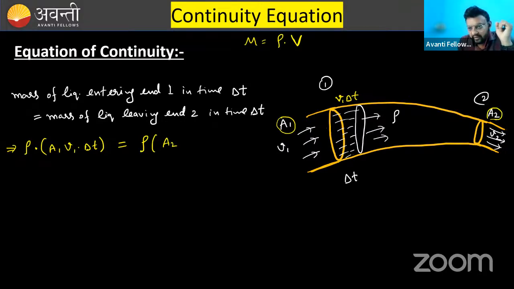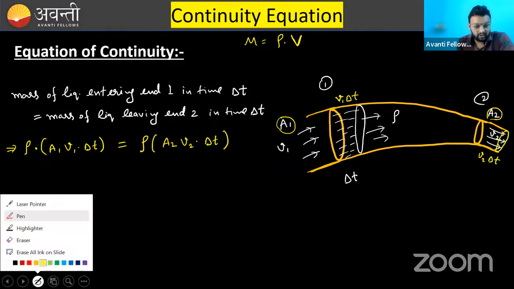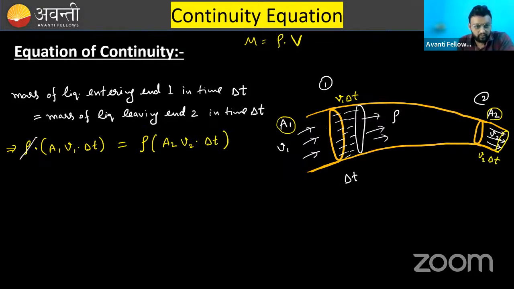And the distance it will travel is like this one. This distance will be V2 into delta t. Rho will cancel out, delta t will cancel out. The result will be A1 V1 is equal to A2 V2.